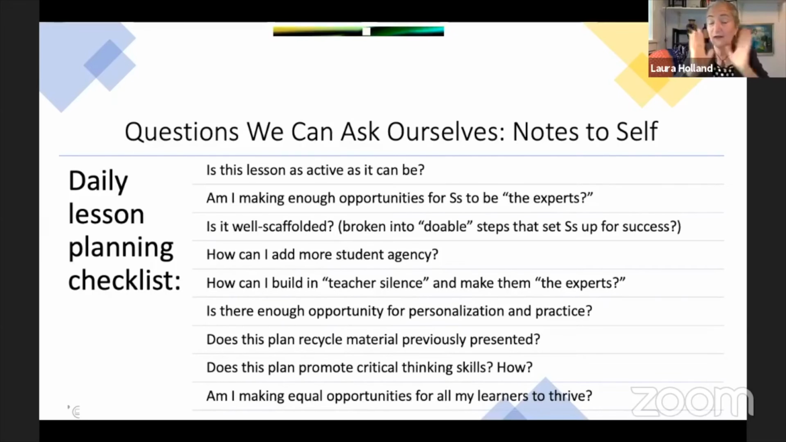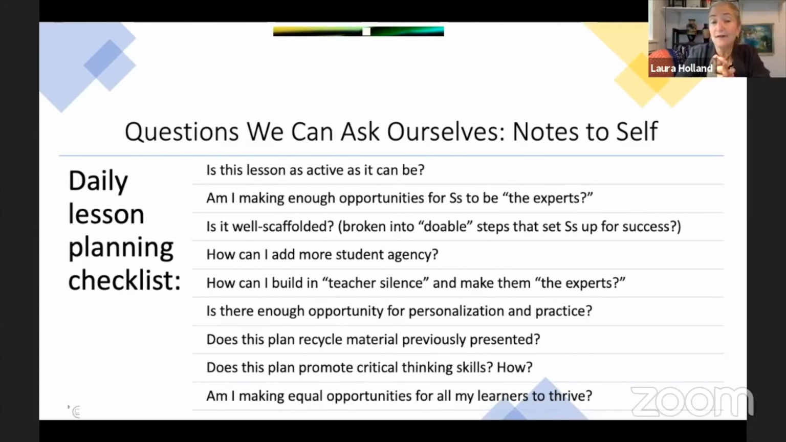And in fact, if you teach young kids, I don't know who said this. I wish I knew who said it. But an engaged class is a managed class. I'll type that in the chat in a minute. I wish I knew who said that, because it's perfect. It's exactly right. But anyway, so I ask myself, is this lesson as active as it can be?